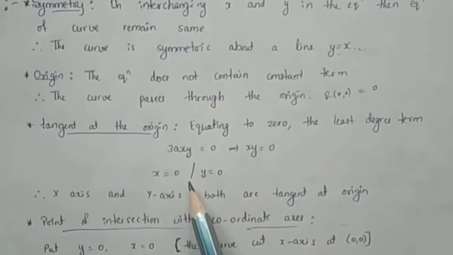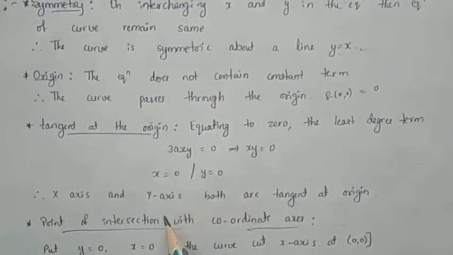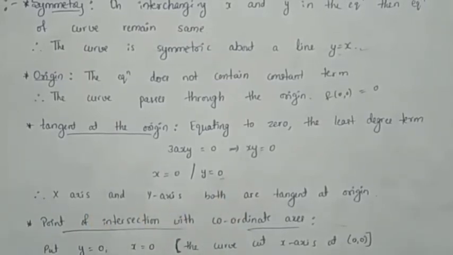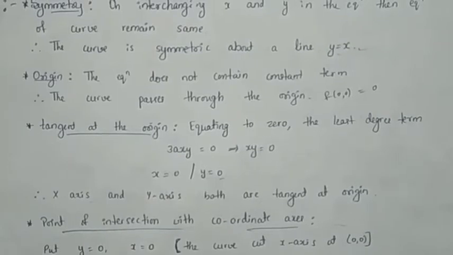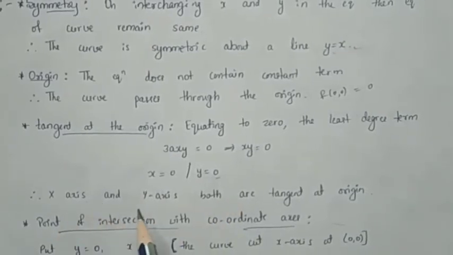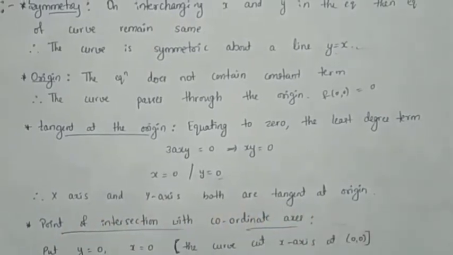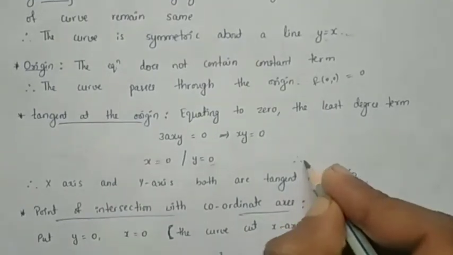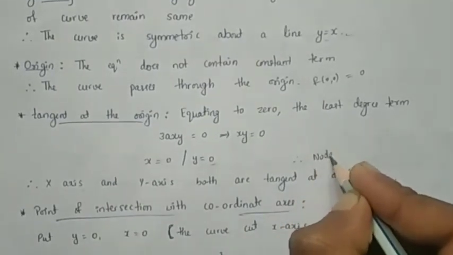If x is equal to 0, the y axis is the tangent at the origin. If y is equal to 0, the x axis is the tangent at the origin. Therefore both x axis and y axis are the tangents at the origin. In this case the tangents are real and distinct. Therefore the origin is a node.